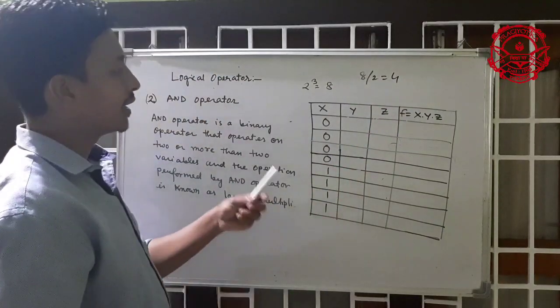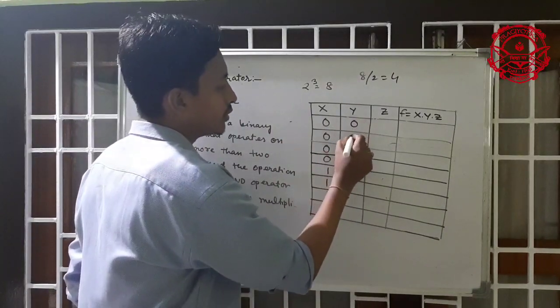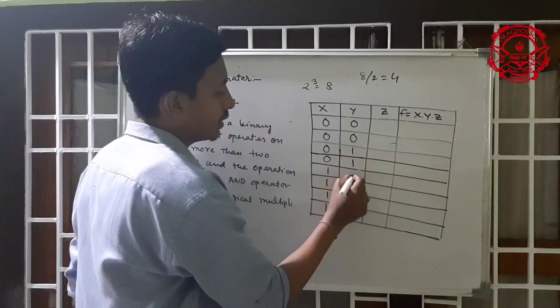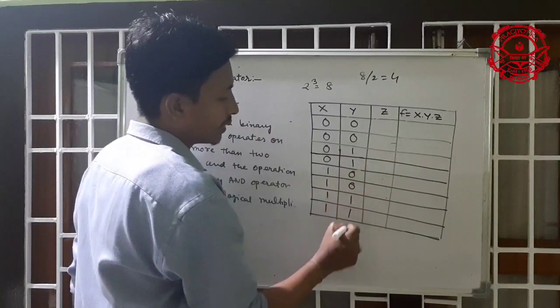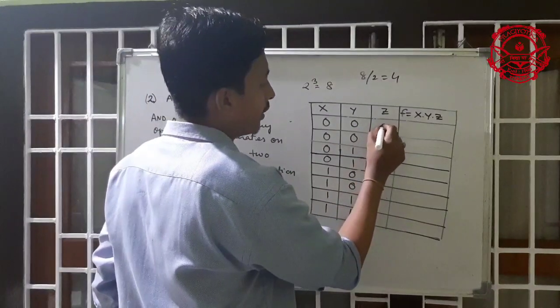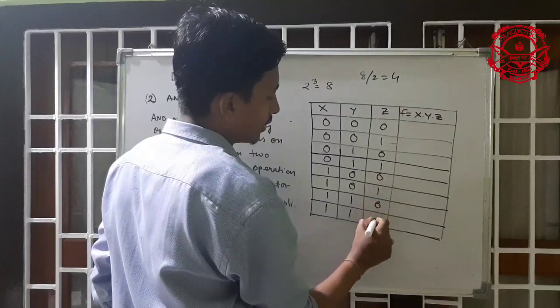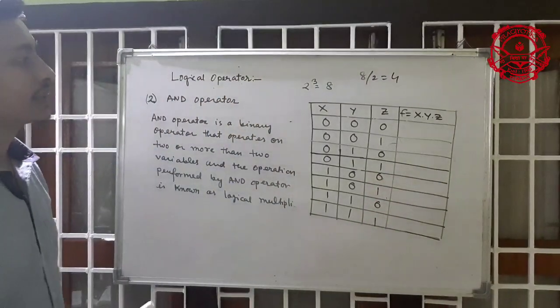Again for the y value, first double digit 0 0, then 1 1, then 0 0, then 1 1. And for the last field, the z field, we give single values: 0 1 0 1 0 1 0 1. Now see the result.